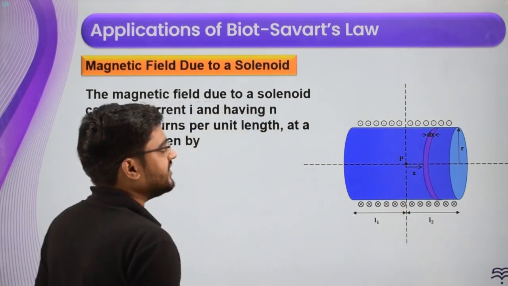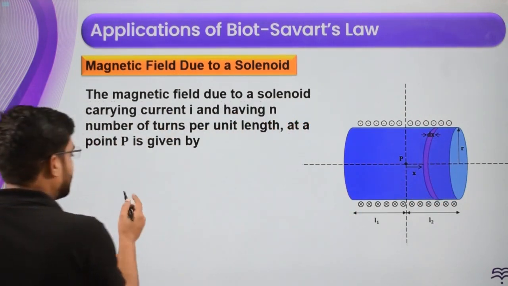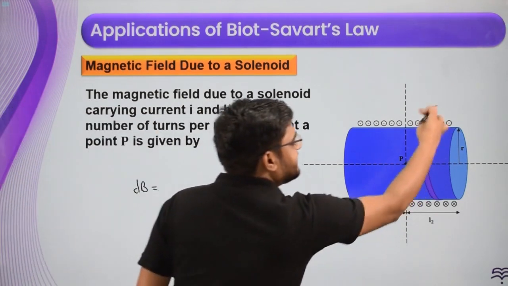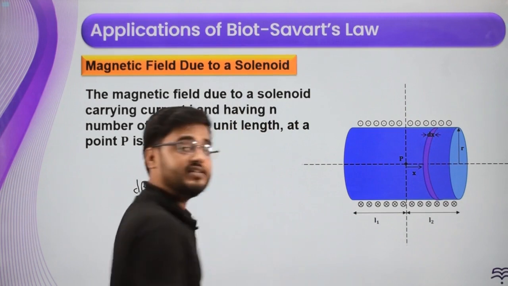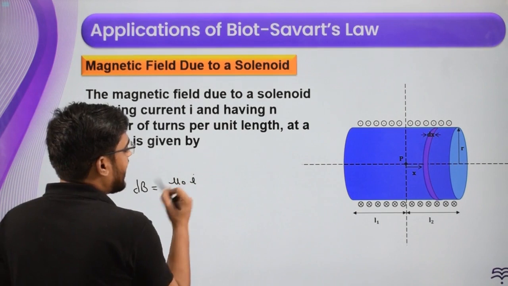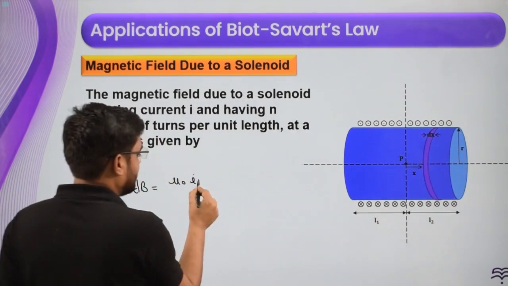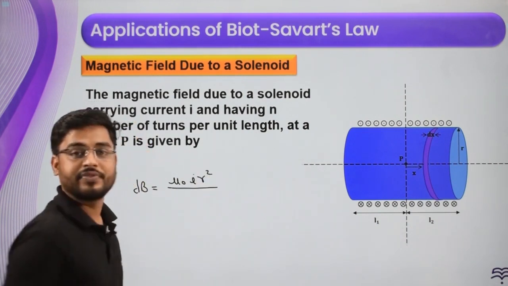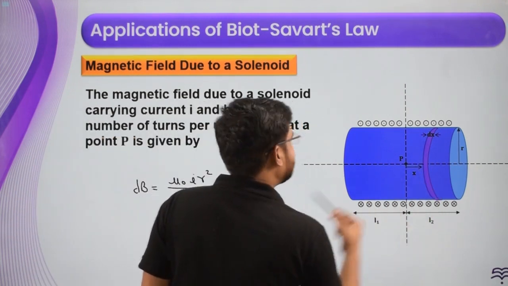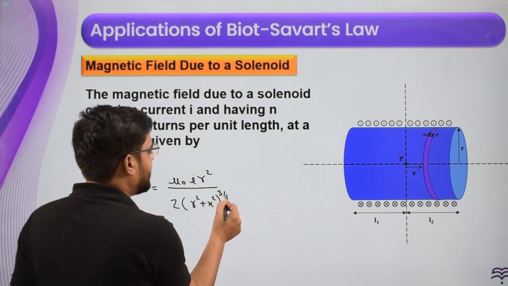So the magnetic field at point P can be written. I am writing the magnetic field dB due to this ring or coil using the formula for the ring. What was the formula for the ring? It was mu naught I r square divided by 2, where r was the radius of the ring. The radius of that coil is the same r. Then on the axis of the ring, the distance is x, so r square plus x square raised to power 3 by 2.